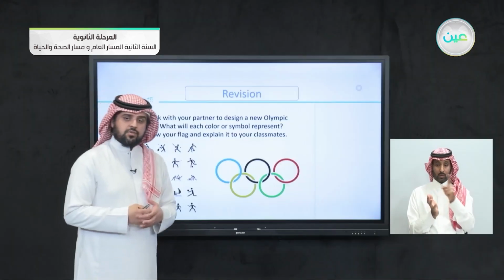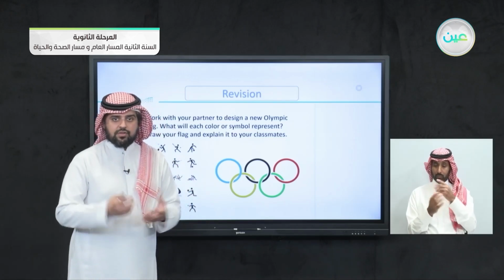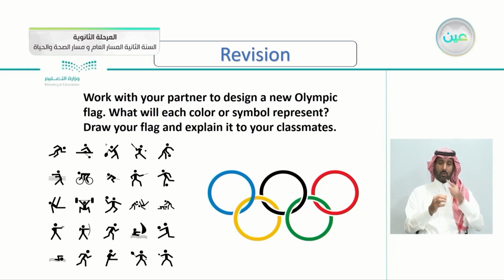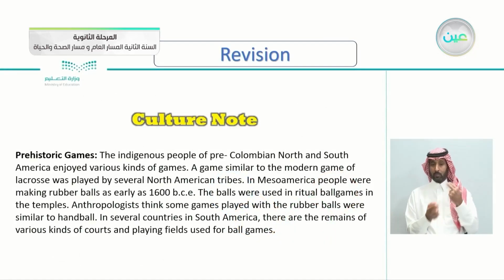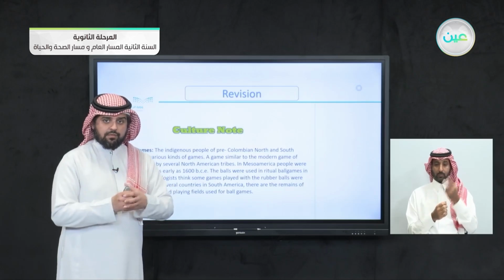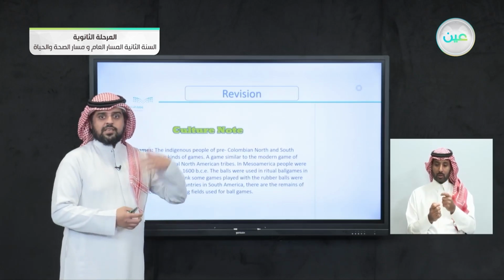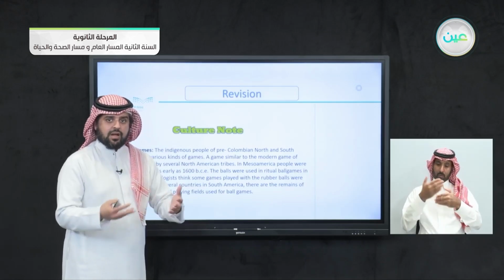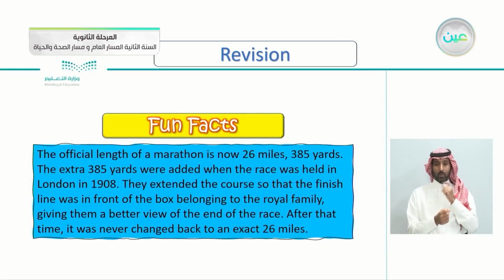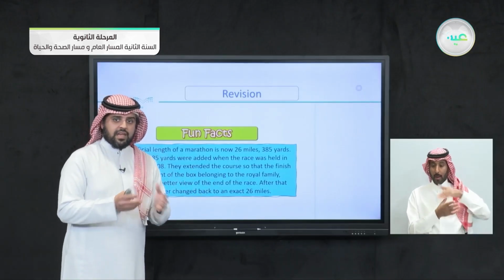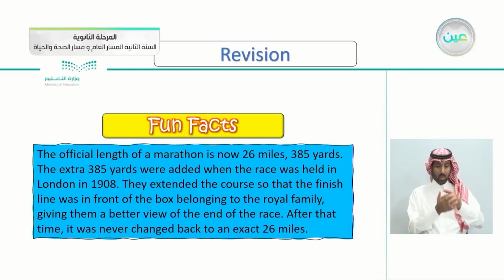So I asked you to come up with a new idea for a new logo or a new flag for the Olympics. Other than this one, you can use any method, any explaining that you want. And we also took the cultural note here, the indigenous people of pre-Columbian North and South America. We learned that some of the sports that we know today originated many years ago, but were developed and changed throughout the years to the version that we see today. And we learned some fun facts about the marathon, how it changed its length because of the royal family. They wanted the end to be in front of their current place.